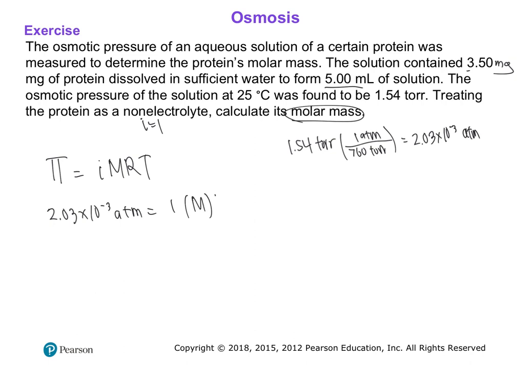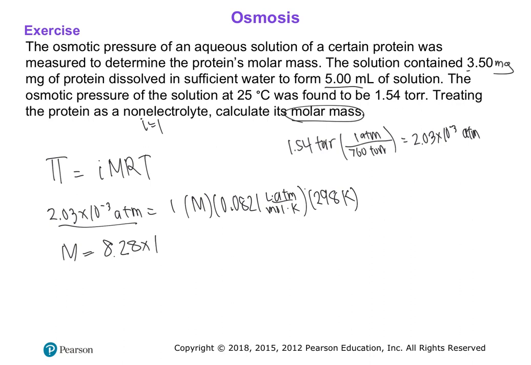I don't know that. R is 0.0821. And my temperature is 25 Celsius. So just like the last problem, it's 298 Kelvin. So I'm going to find molarity. I'm going to take that number and divide by 0.0821 and 298. So I get my concentration equals 8.28 times 10 to the negative 5th molar.